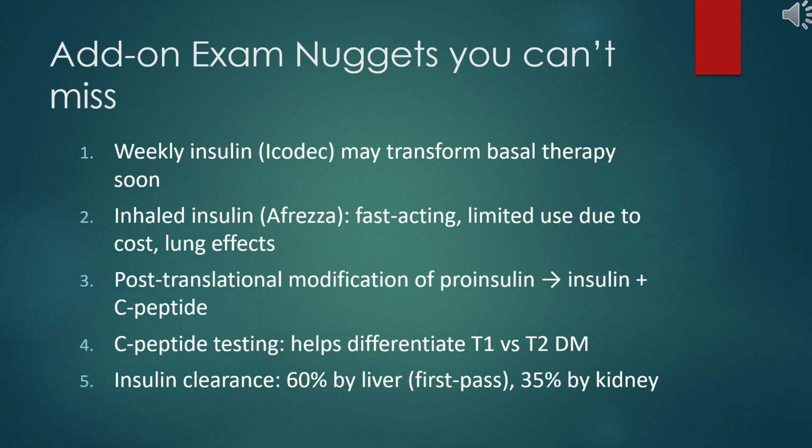Now I have a few exam nuggets that are add-ons which you absolutely can't miss. Weekly insulin like Icodec could revolutionize how we manage diabetes. Inhaled insulin exists but is expensive and can affect the lungs. Proinsulin is processed into insulin and C-peptide. Measuring C-peptide helps us distinguish between type 1 and type 2 diabetes. And most insulin is cleared by the liver and kidneys.